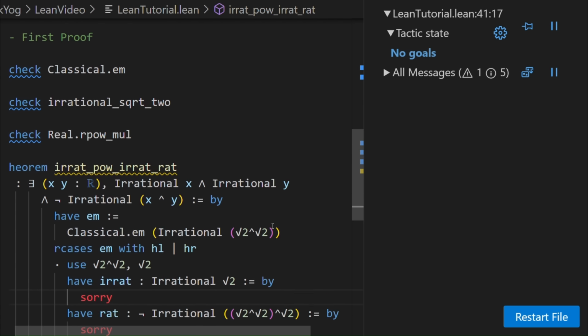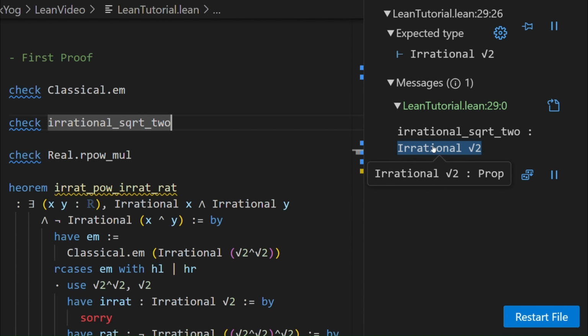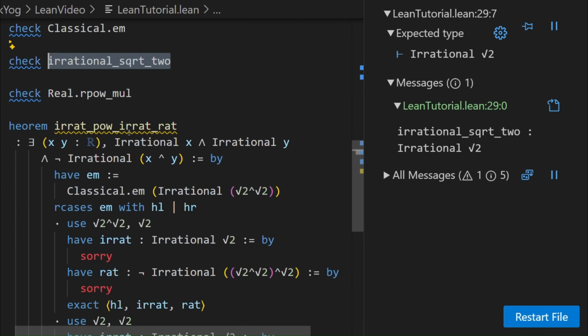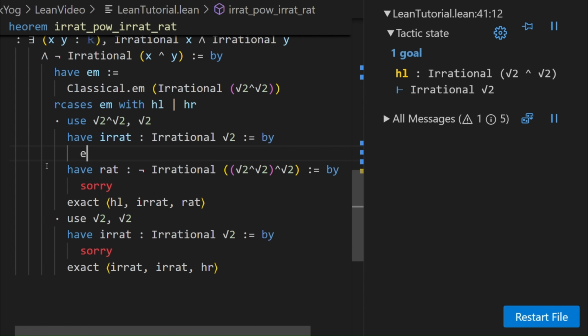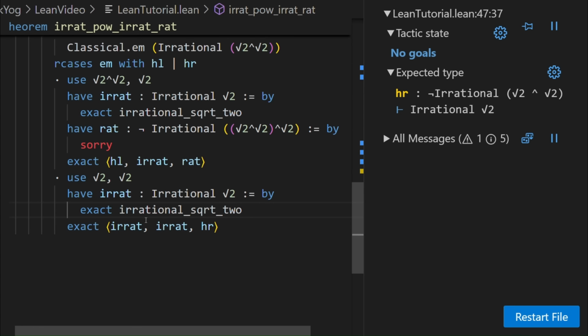There's a Mathlib theorem, irrational_sqrt_two, which states square root 2 is irrational. Hence, we can replace this sorry with exact irrational_sqrt_two, and this one too.